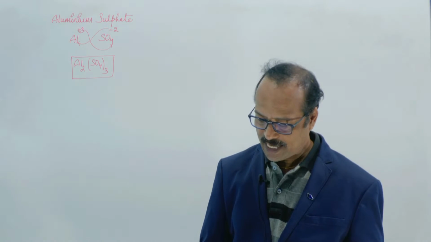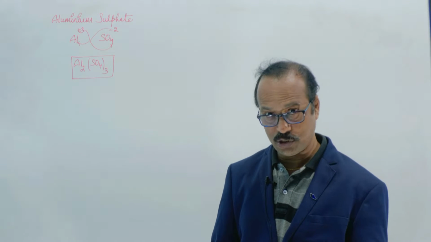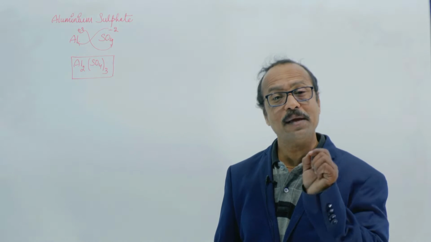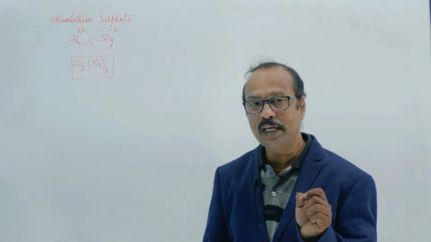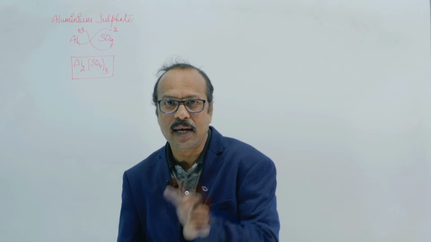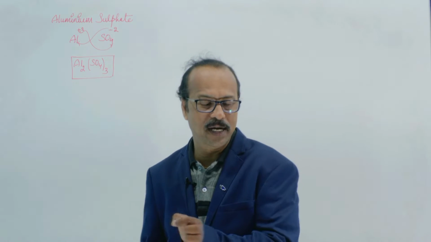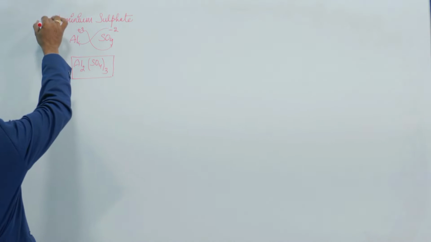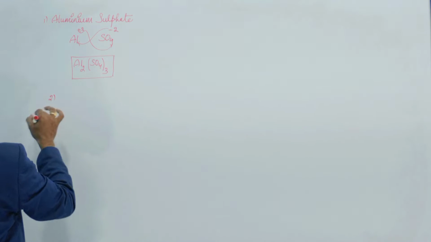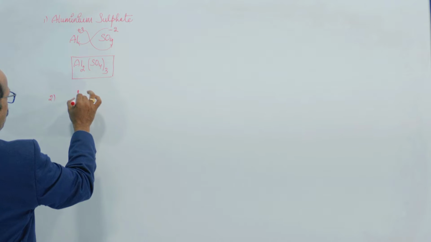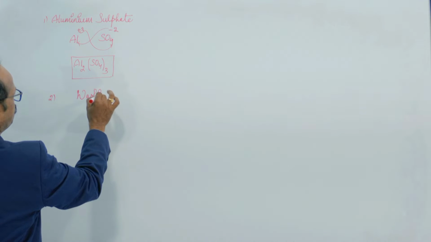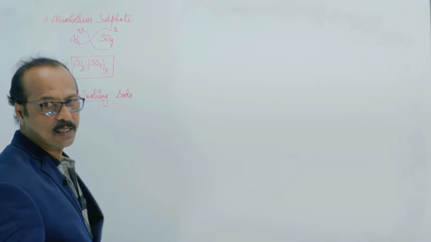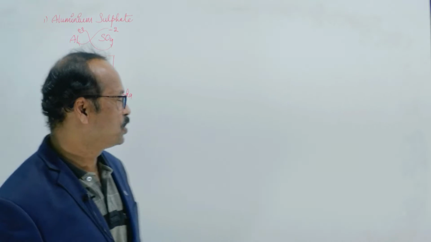Right. Next one, see the chemical formula of washing soda. Washing soda is the common name, students. Its chemical name is sodium carbonate decahydrate. Sodium carbonate decahydrate. So now we are going to write the formula of sodium carbonate decahydrate. Okay, so I'll write washing soda first. Where do we use washing soda? Washing clothes. Okay, we use washing soda, right?